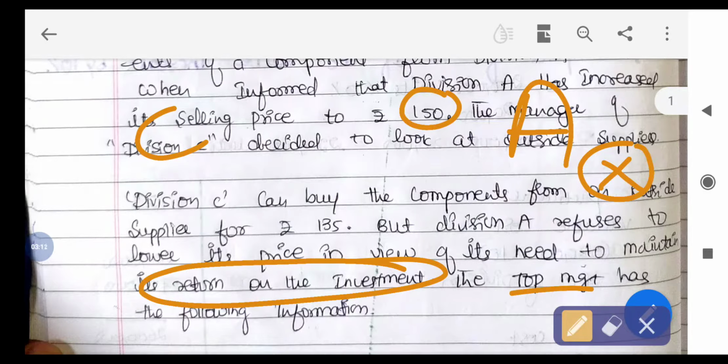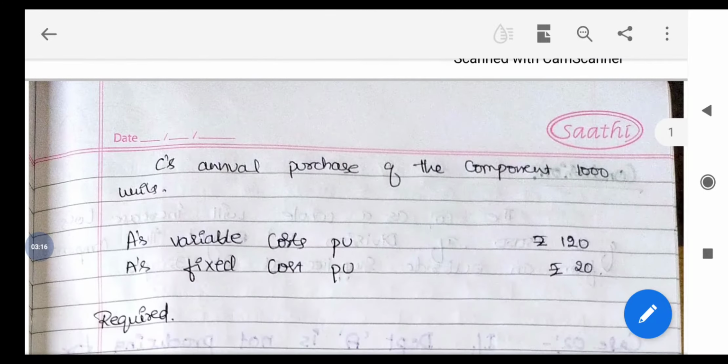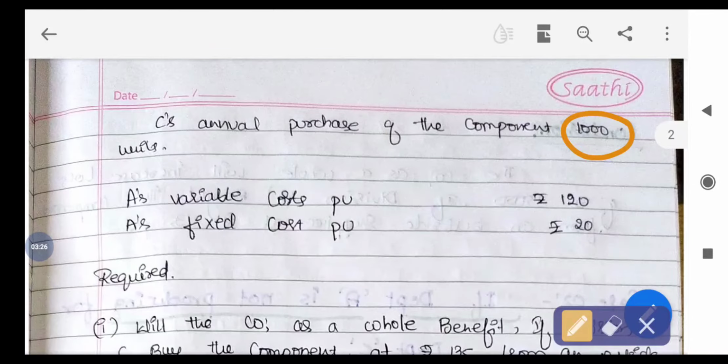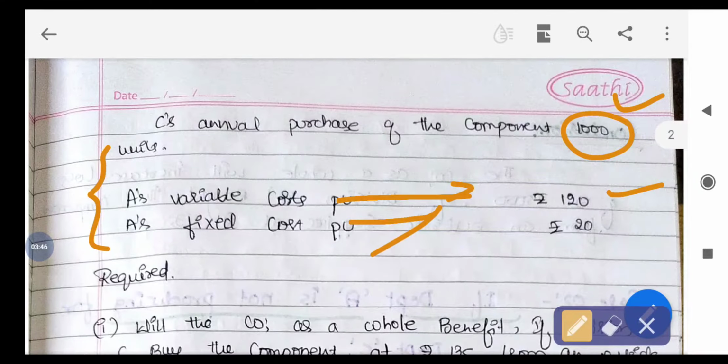So the top management has the following information. What is the information? C's annual purchase of the component is 1000 units. So division C is annually purchasing 1000 units. They were always purchasing it from division A. When division A was supplying the goods to division C, this was the cost: variable cost was 120 and fixed cost rupees 20.